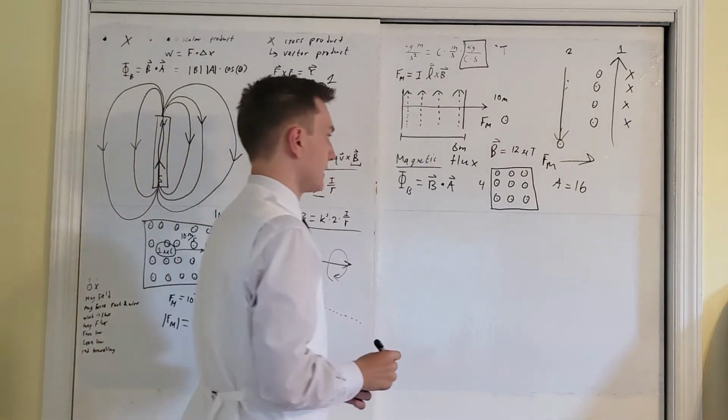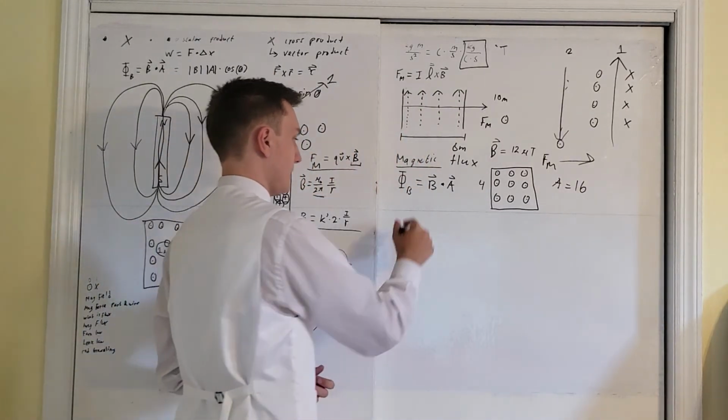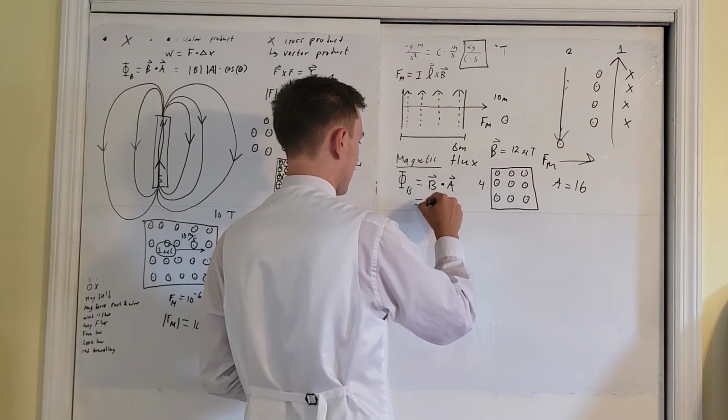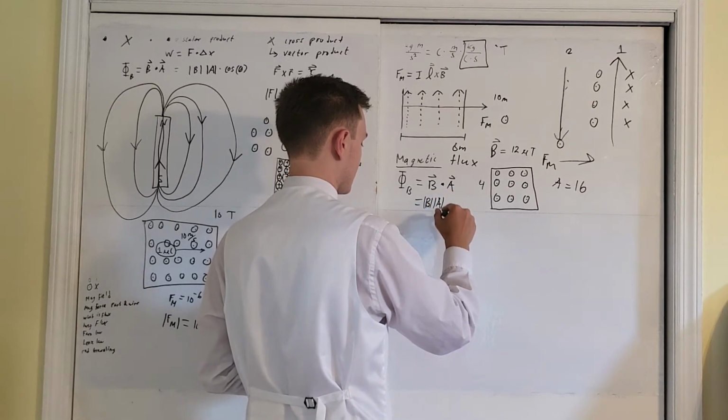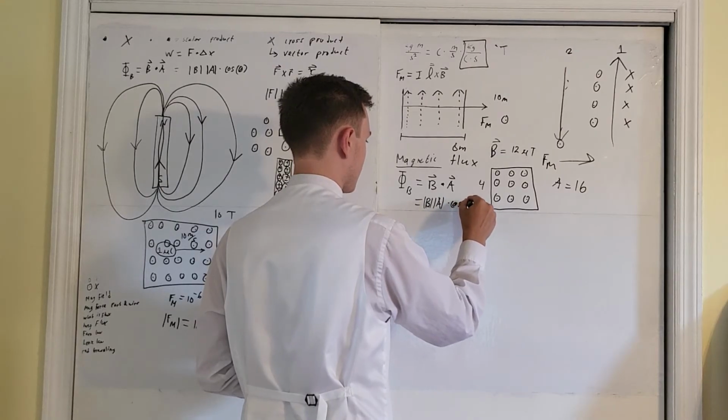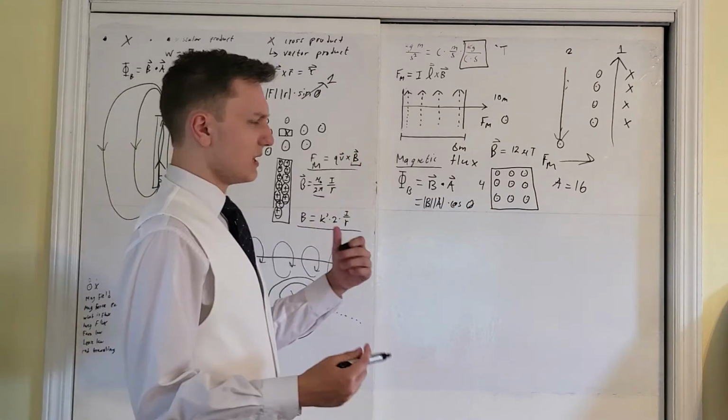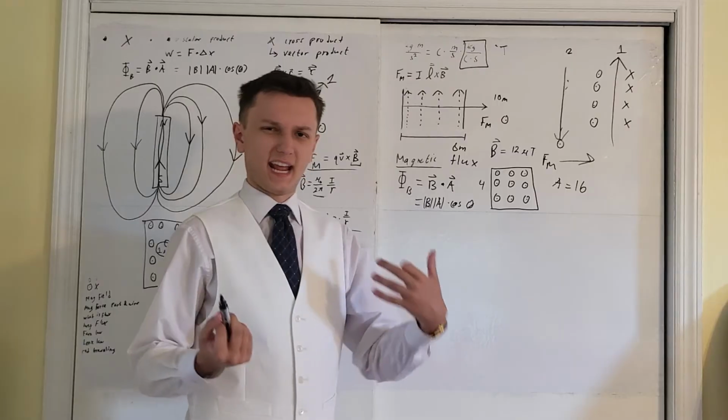If my magnetic field were to be coming directly out of the page as such, then my magnetic flux would be maximized. Because remember that the dot product is the magnitude of our two vectors multiplied together, multiplied by the cosine of the angle theta between them. Wait, Meek, how do I get an area vector?